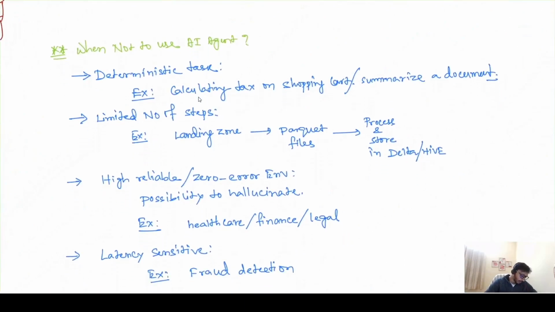Now we'll see when not to use an AI agent. Let's say you have a deterministic task, so you are just simply calculating tax on a shopping cart. Here you have the items added in the shopping cart, and you just need to simply calculate the tax on those items. You do not need an LLM, because this is a simple mathematical, rule based calculation. So you do not need to waste the token cost for this use case.